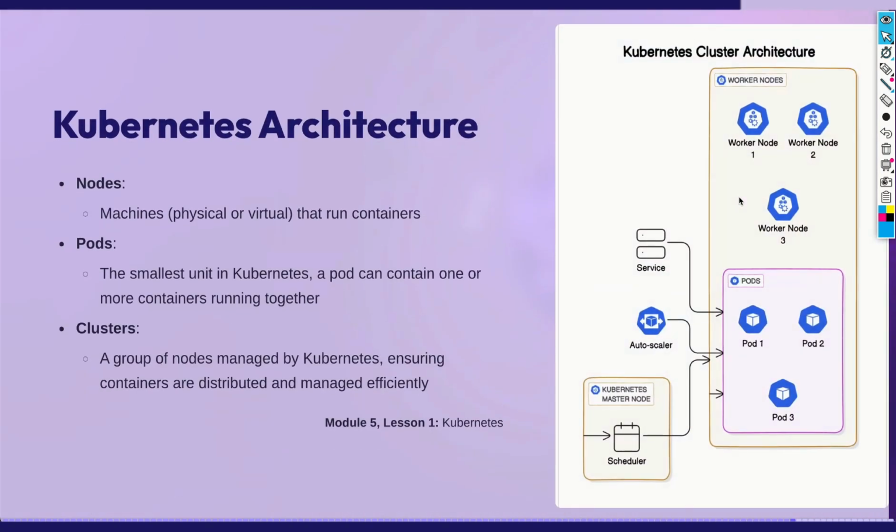The Kubernetes architecture is not too complicated. It consists of nodes, pods, and clusters. Your nodes are just your machines, so your physical or virtual machines that run containers, and these are called pods. Then you have pods, which is your smallest unit in Kubernetes. So a pod can contain one or more containers running together, all right? So you can have one pod with 3 VMs underneath it. Then you have your cluster, and your cluster is just a group of nodes that is managed by Kubernetes. This ensures that your containers are distributed and managed efficiently.